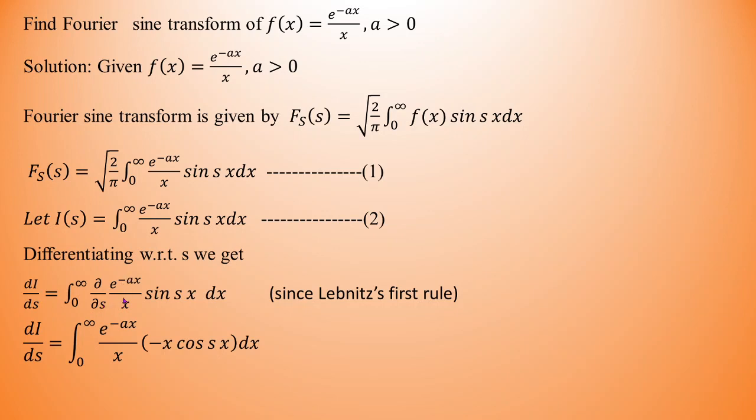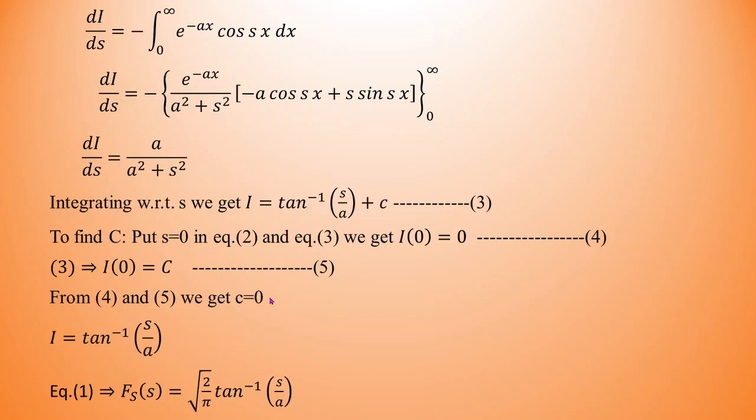So these two terms will be constant, take it outside, just differentiate this one. That comes out to be minus x cos sx. Now here x will get cancelled. So we have such type of simplification, and now this is in the standard formula. So apply the standard formula of the form integral e raised to power ax cos bx. You will have such type of simplification. Applying the limits, we will get this.